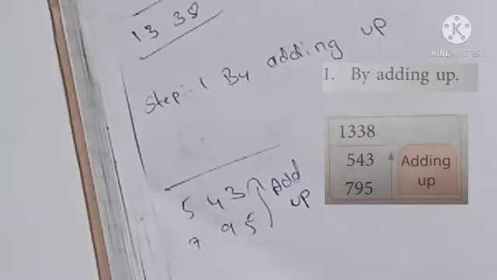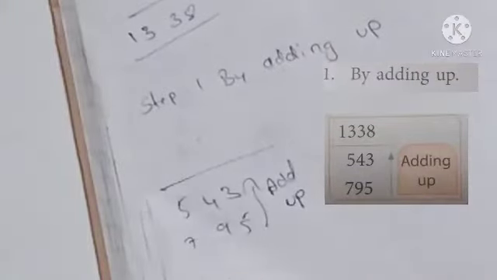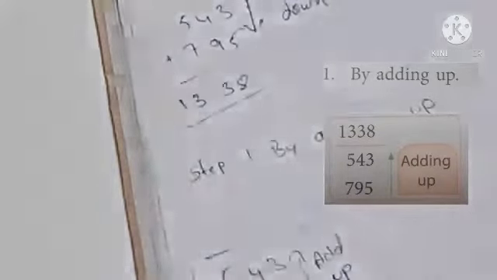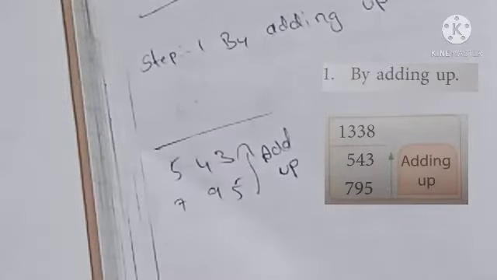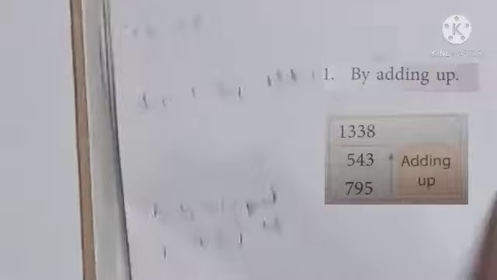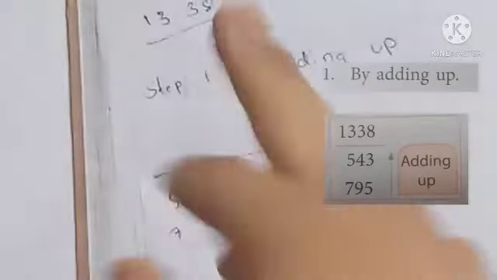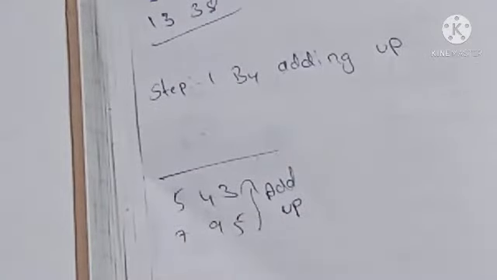Yes, we got the same answer here. What we got as the answer before, that only we should get. We got 1338 before, so here also we have to get 1338. That proves that we got the correct answer when we did the addition. Otherwise, if when we add up we get another number, it means we have done something wrong.